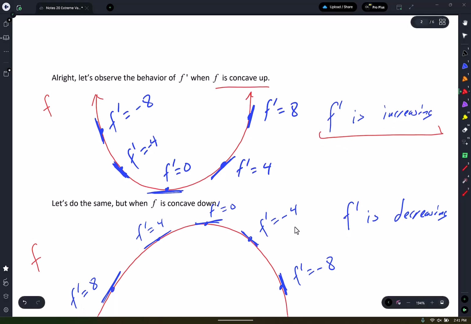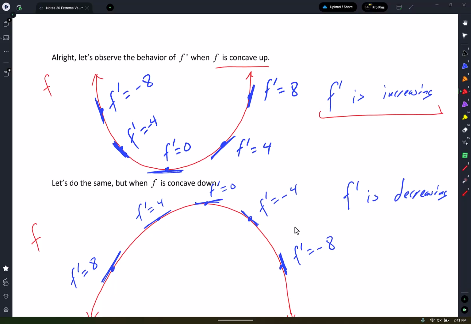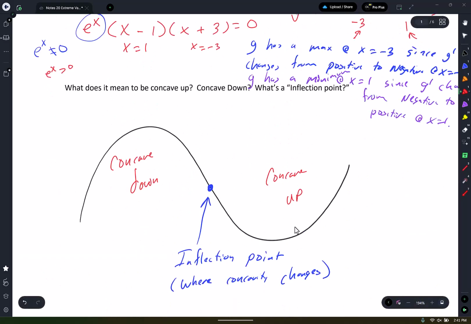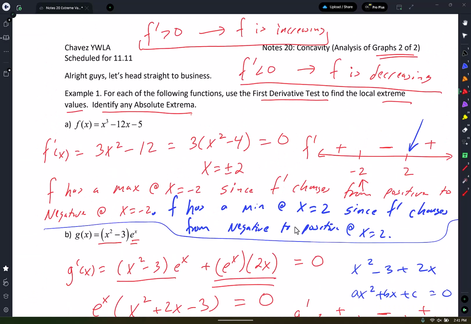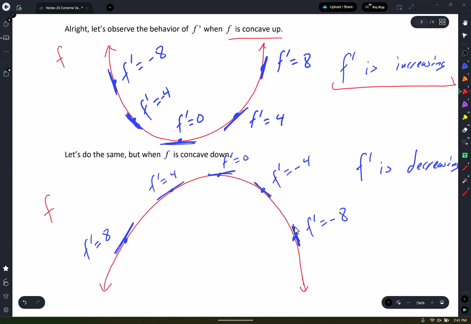Do you say decreasing? No, I said nothing. I'm just kidding. If f prime was positive, you told me f was increasing. So if I tell you f prime is increasing, what is f prime prime?